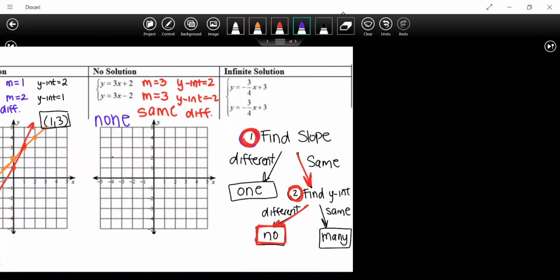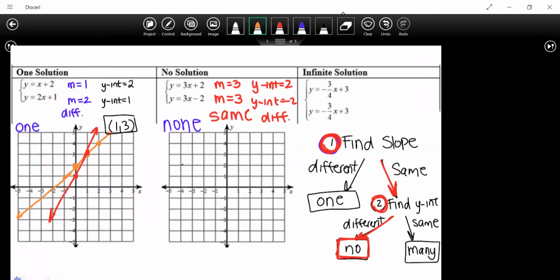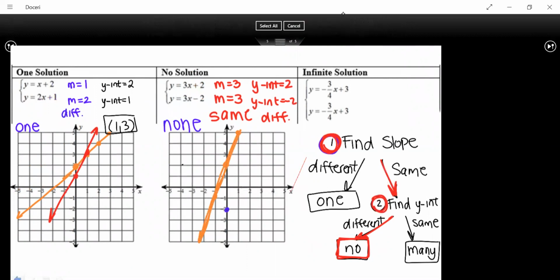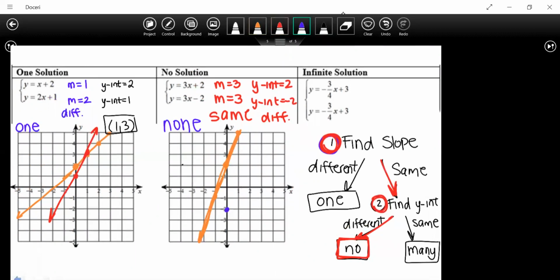If I graph this one, and I'm going to graph these at a quicker rate, I'm going to go up 2, up 3 over 1, back 3, back 1. That's my first one here. It's hard to draw on glass. Then I'm going to do the second one. I'm going to go down 2, up 3 over 1. Come on, baby. And of course, they don't intersect. So we're good with that.